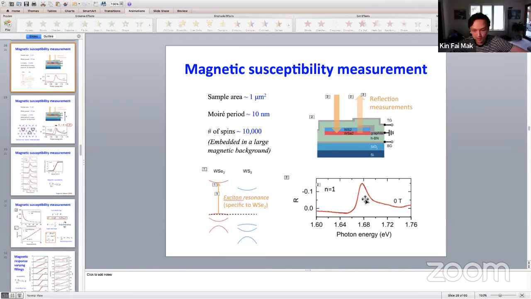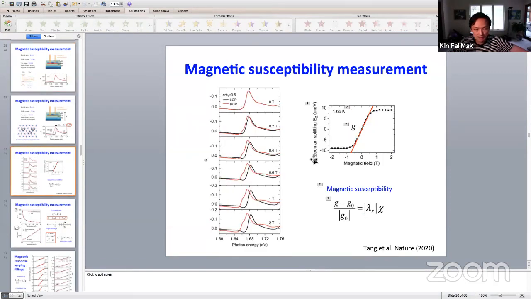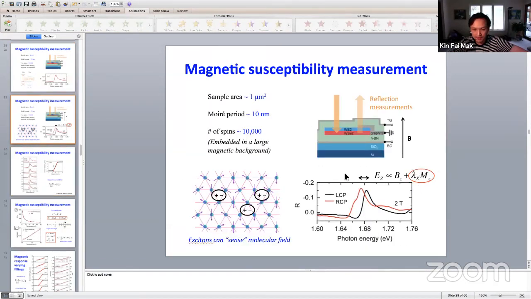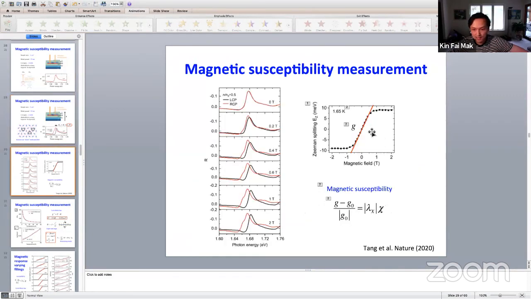So first of all, we don't see any difference between left and right at zero magnetic field, because there's no evidence in our system that it's ferromagnetically ordered. If it were spontaneously ferromagnetically ordered, we would expect to see a spontaneous difference in the left and right absorption at zero magnetic field. And why we think there is a contribution from the molecular field from the localized spins is that the Zeeman splitting quickly saturates at 1 Tesla. For instance, you can do the same measurement on a bare WSe2 monolayer.